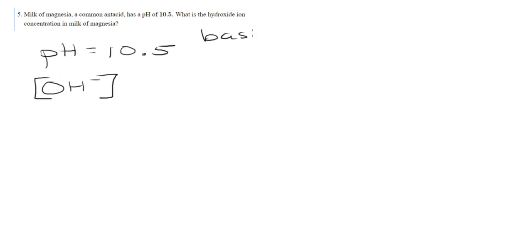Milk of magnesia is a common antacid, and it has a pH of 10.5. What is the hydroxide ion concentration of milk of magnesia? So this is a pH of 10.5, which means it's basic, which makes sense. It's an antacid, right? Ant means opposite. So you drink milk of magnesia to kind of neutralize some of that stomach acid in your belly.